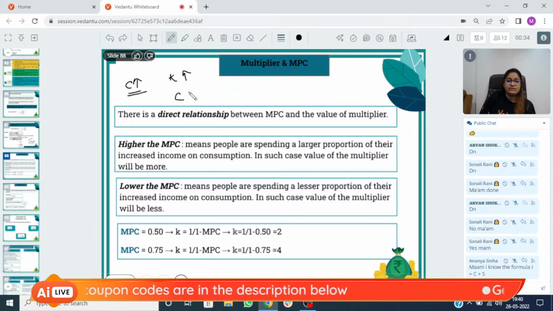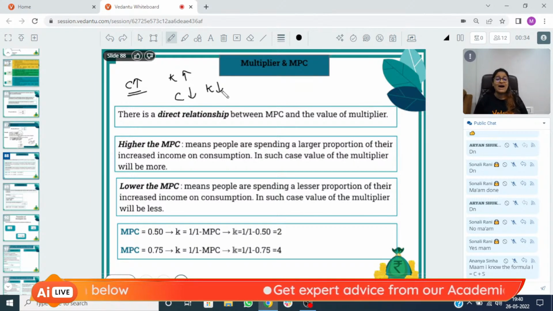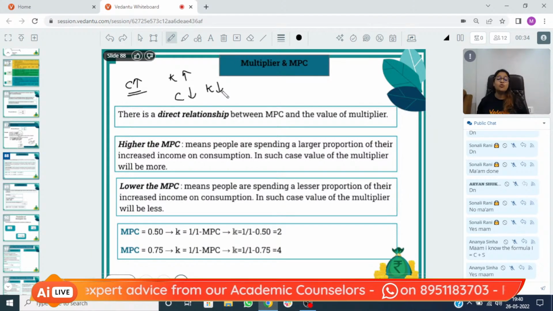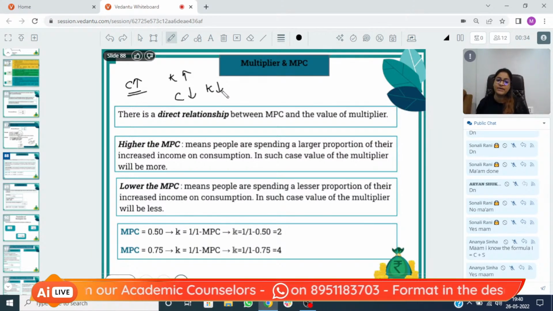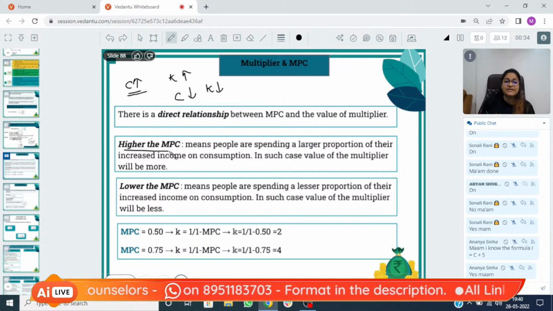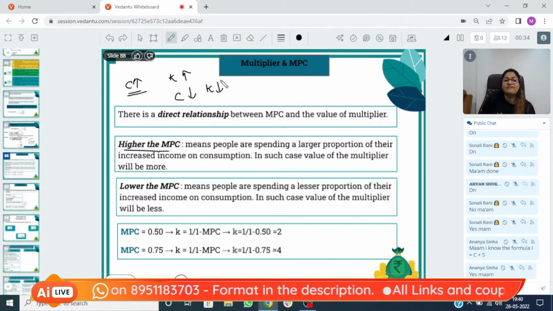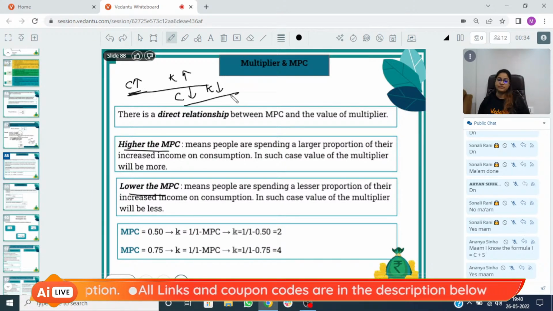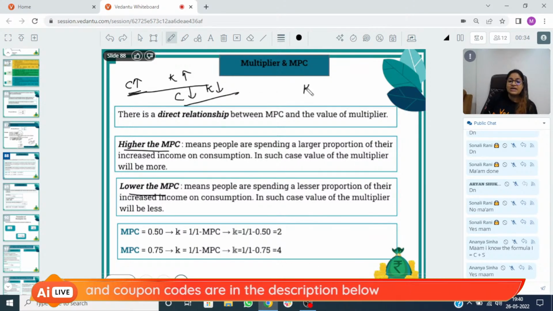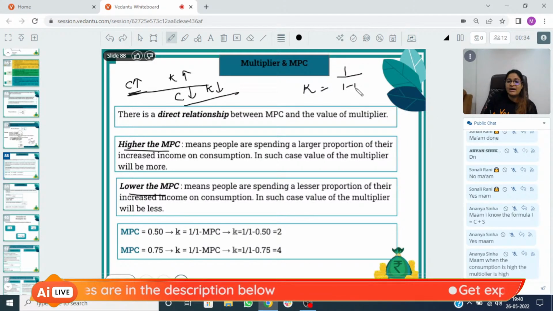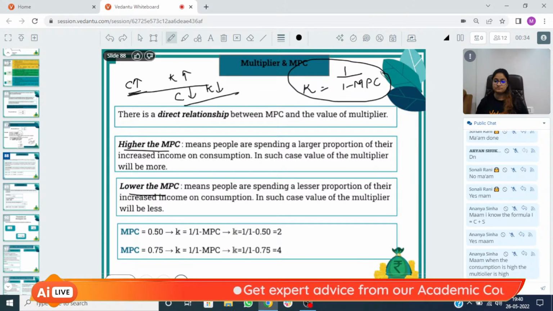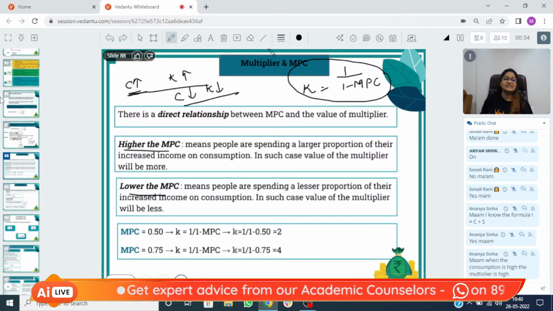And when the consumption is less, the value of multiplier will also be less. Why does the government urge us to consume more? Because the more we consume, the more multiplier effect we'll be able to bring about. So higher the MPC, higher will be the value of multiplier. Lower the MPC, lower will be the value of multiplier. Correct? So what is the formula? K is equal to 1 upon 1 minus MPC. This is the second formula of multiplier. Yes or no? Yes, everyone?